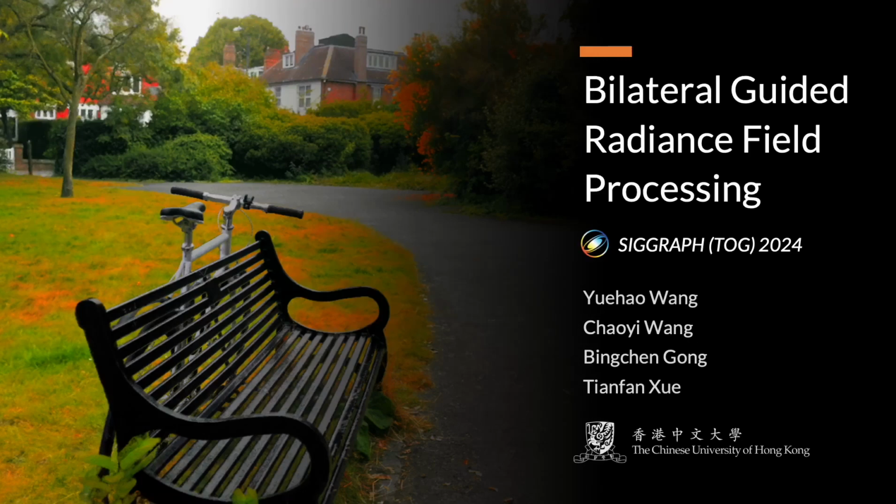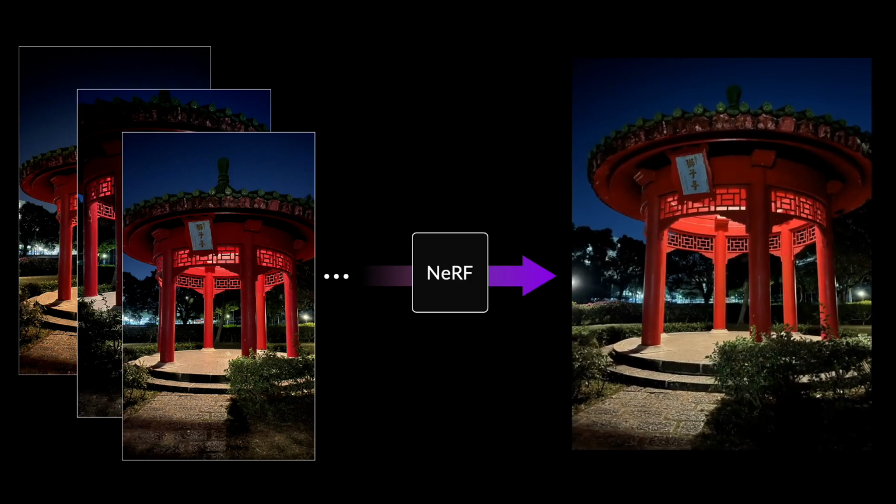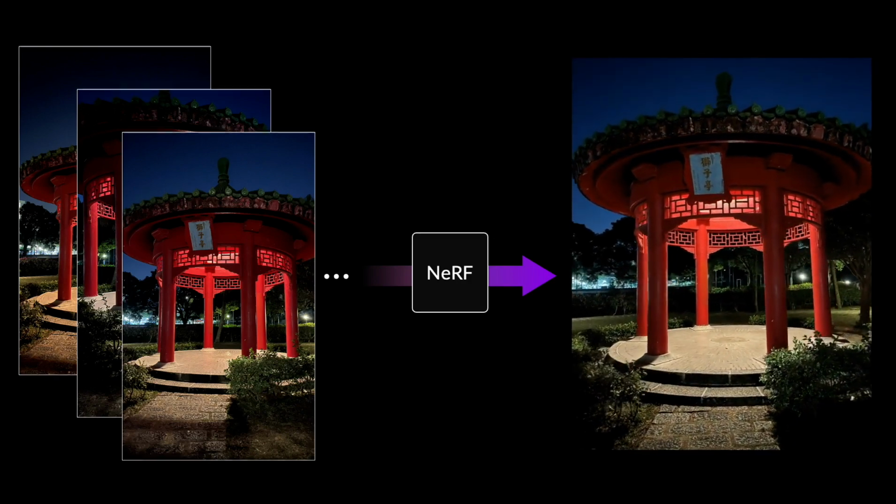In this work, we present bilateral guided radiance field processing. NeRF has achieved unprecedented performance in novel view synthesis. By exploring the cross-view consistency between input, it reconstructs a realistic-looking 3D volume like this.